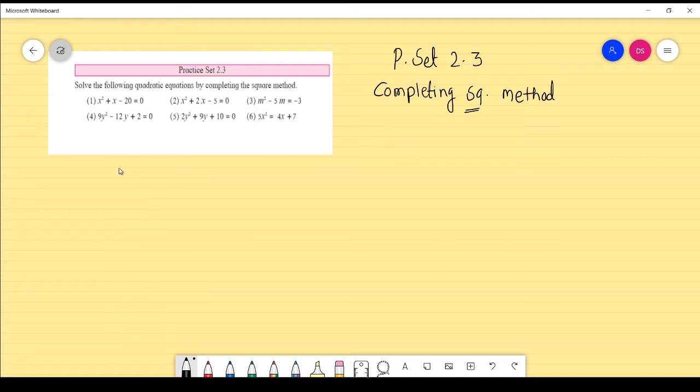So let's take the first example. Here we have example number one. What is example number one? In example number one of practice set 2.3, the equation is x square plus x minus 20 is equal to 0. You may say that, sir, we can solve this problem with the help of factors, but we need to find the multiplication of two numbers and then the addition of two numbers, then gauge those two numbers, and those will be the roots of that quadratic equation. That is a little tiresome, and every time we need to think more.